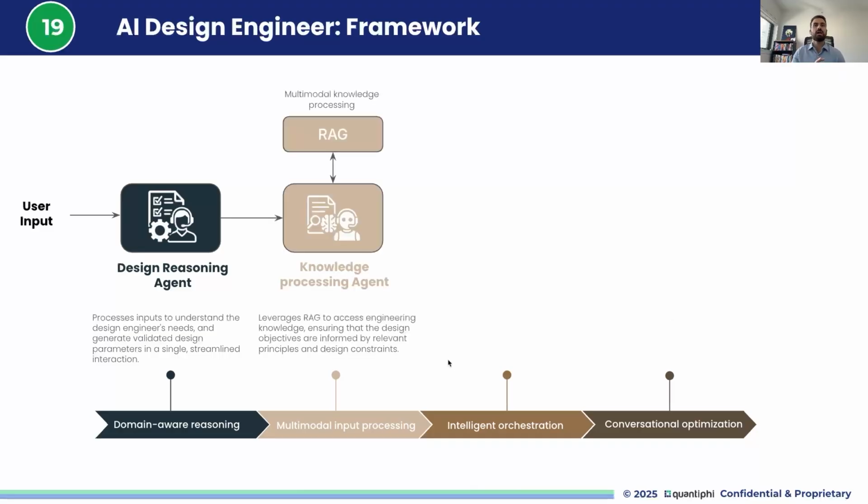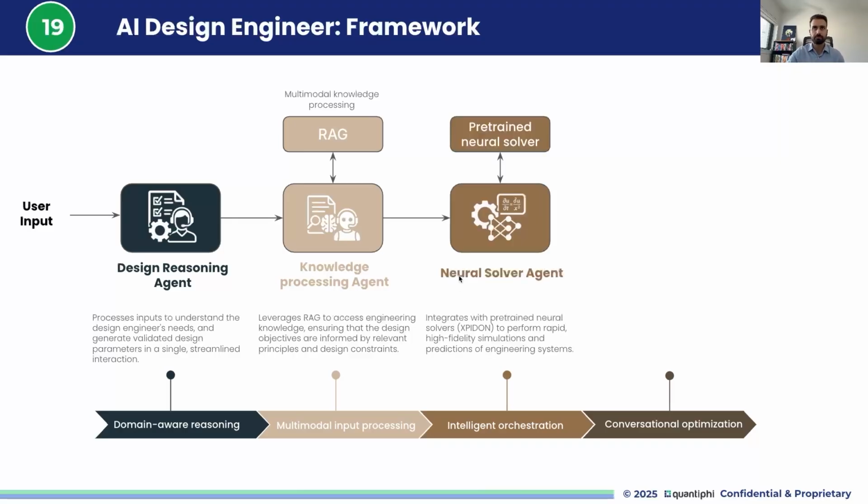We also have knowledge processing capabilities, so any multimodal knowledge or information that is provided by the user can be processed by this agent. So the idea here is that we process the information and make sure that the design objectives are aligned with those requirements and physical principles.